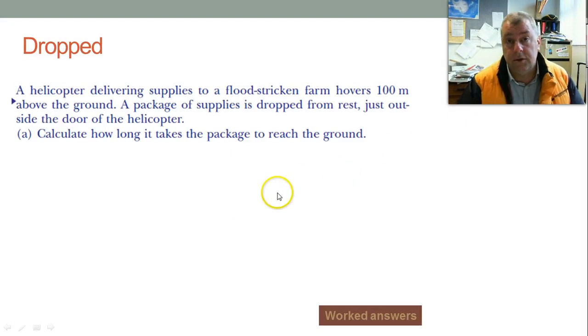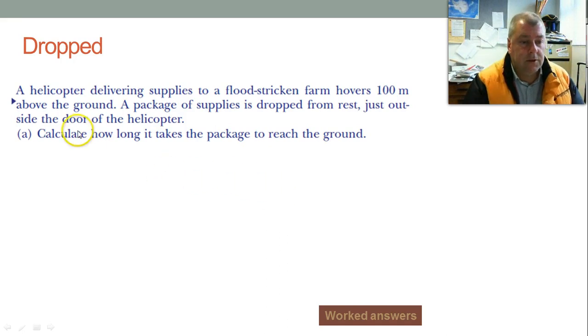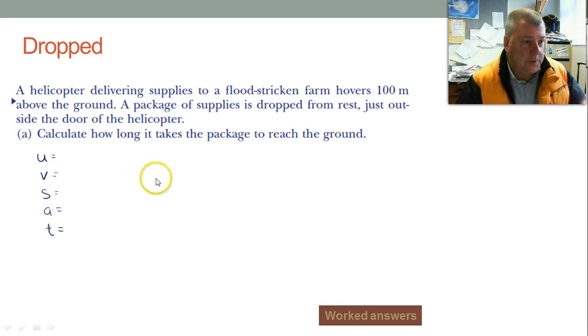So let's have a look at some questions and how to do them. So again, good practice, read the question a couple of times, get your head around it and be able to picture it, and then try and extract the information. And remember that we're looking for, when we read it, u, v, s, a and t. Again, good practice to write these down because we're trying to find them. So what do we got?